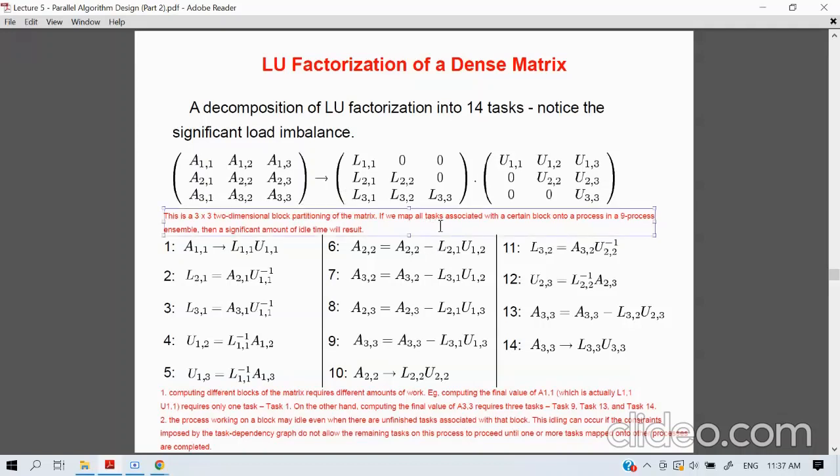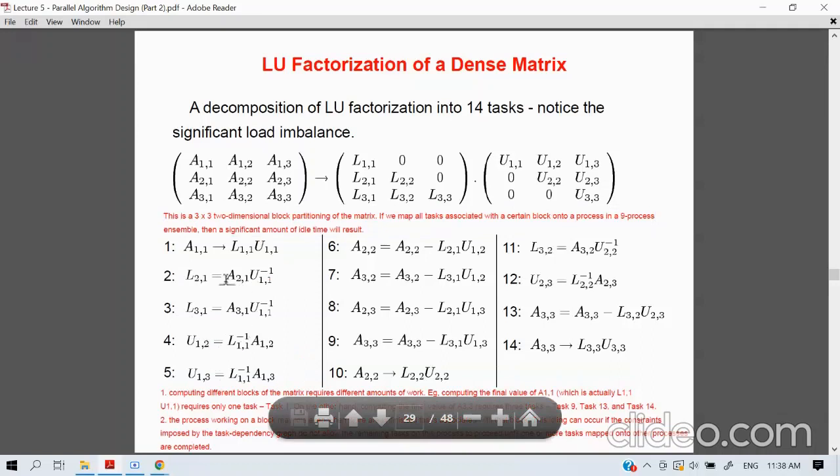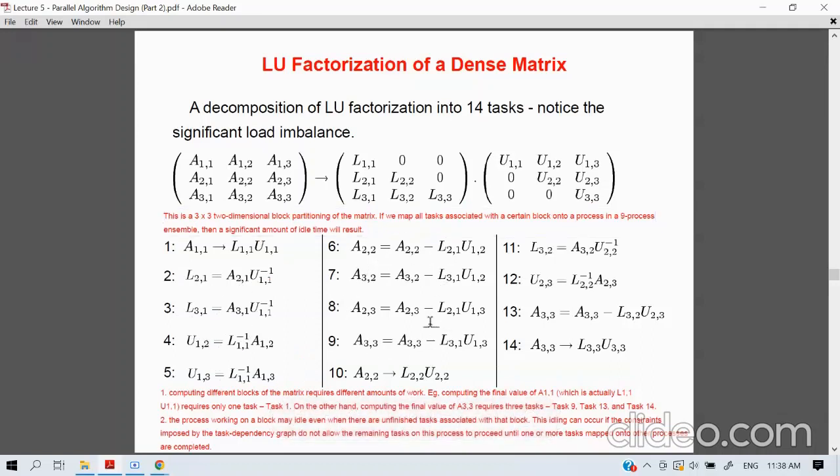If we map all tasks associated with a certain block onto a process in a 9-process assembly, then a significant amount of idle time will result. So it wants to show that this one is one block of mapping, another one, this is another one, and this one is another one. So these 3 mapping processes consist of different load imbalance. If you can see here at the right side, it's not balanced.